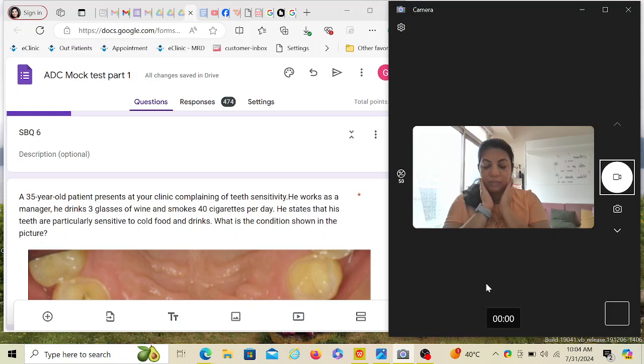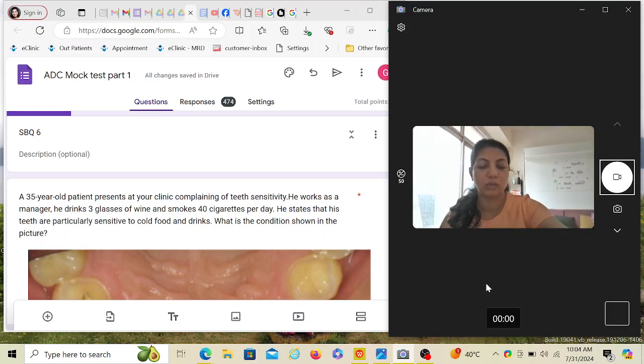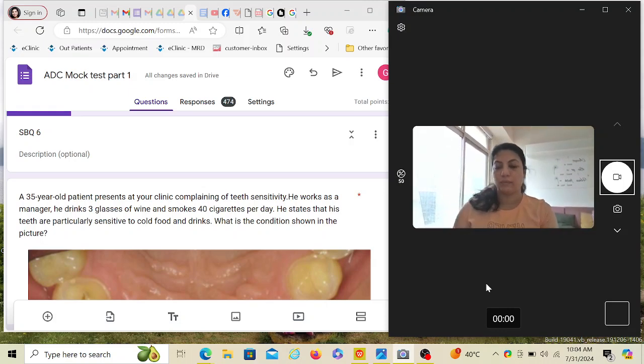Another SBQ question of the Australian Dental Council exam. Important one. Surely you'll get one of these questions which are related to teeth issues. Before solving this question, let's do a little bit of theory to brush up your basics. The difference between attrition, abrasion, abstraction, and erosion. All these forms are loss of tooth structure.